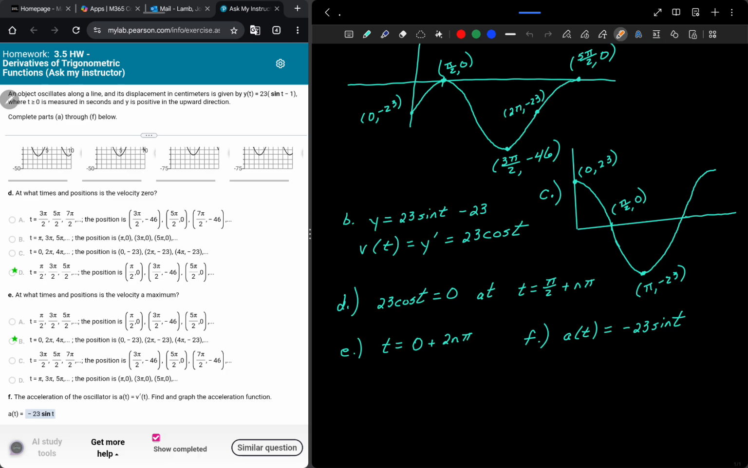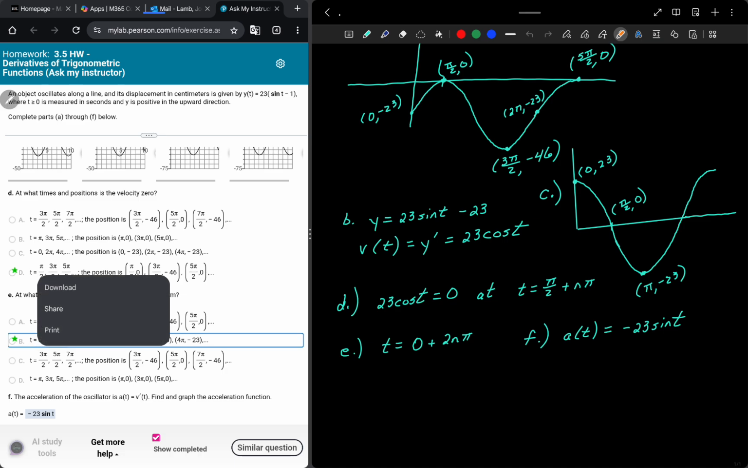So unlike where the derivative is equal to 0, and that's going to occur every pi units, this is only occurring every 2 pi units because it has to complete its entire cycle. So I'd say, well, okay, that's going to be B, because it's giving me the values 0, 2 pi, 4 pi, and so forth. And we know at each of those, the value is going to be 23.